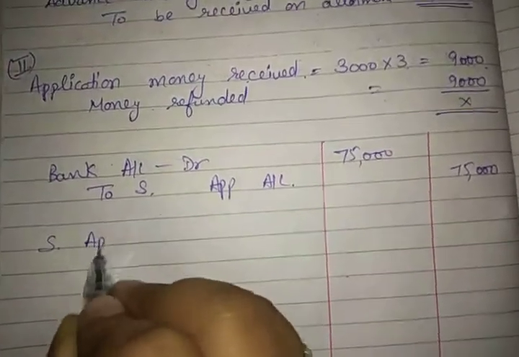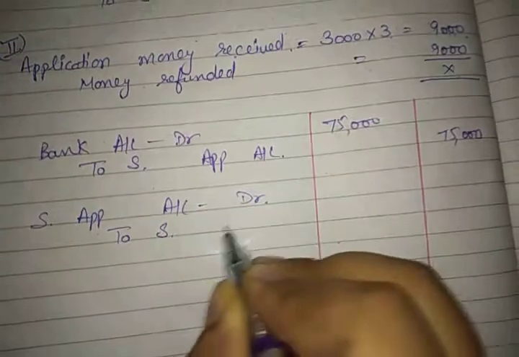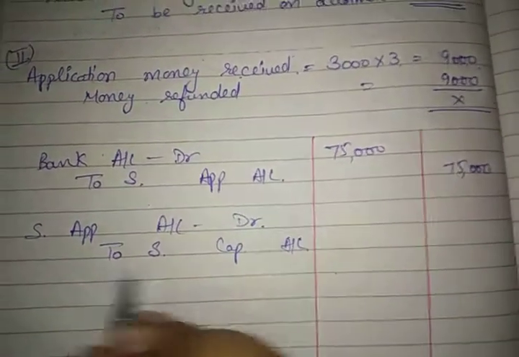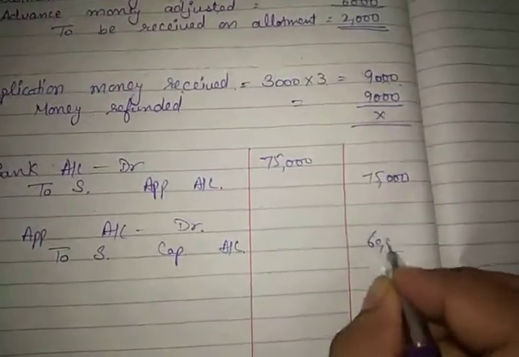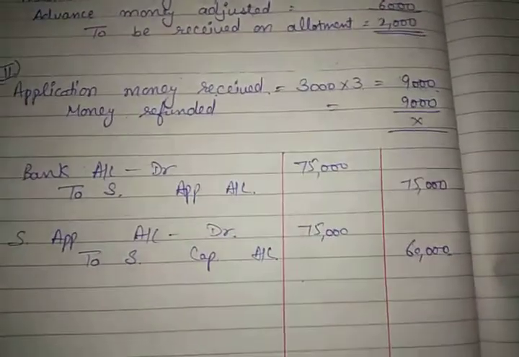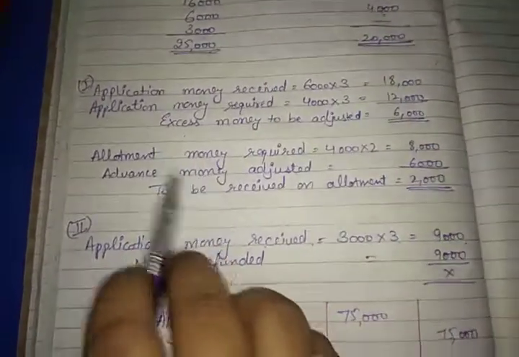So now we will transfer that application. The entry will be share application account debit to share capital account. Now one thing: we can't transfer the whole of the money to share capital. We can transfer only the money on 20,000 shares. 20,000 into 3, 60,000 rupees we can transfer into share capital, but we have received application of 75,000. So where will we adjust that? We have adjusted some amount in the allotment.